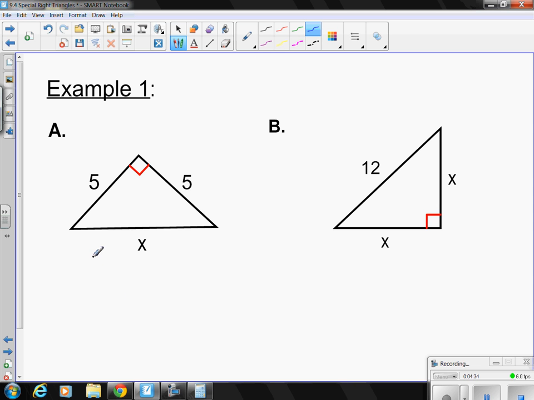So in this case, we'll use that first theorem where we take this leg and multiply it by the square root of 2. So x equals 5 times the square root of 2.